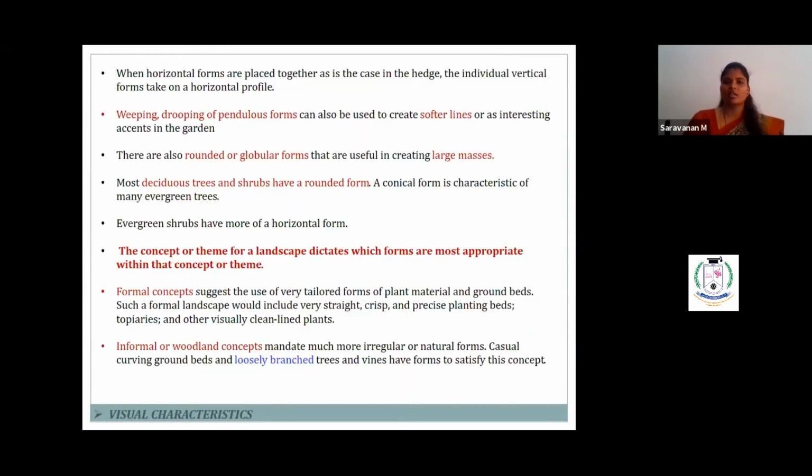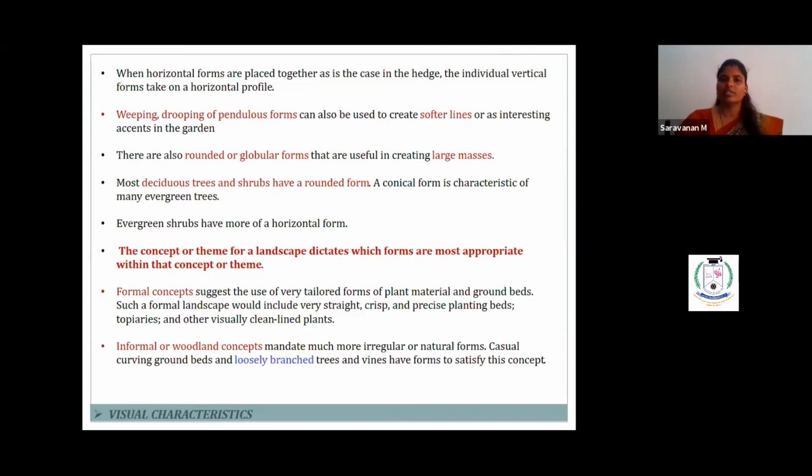So when you see this, we'll talk about the weeping trees, which can also be used as softer lines or interesting accents in the garden. They are also round or globular forms, which are used for creating large masses. When you have the round or globular forms, we usually use them for buffer zones. When you have roads on that side of your site, we use them as buffer trees to absorb the noise so less noise gets in.